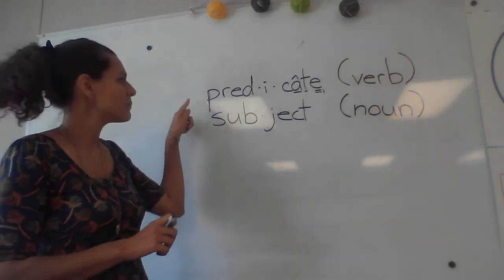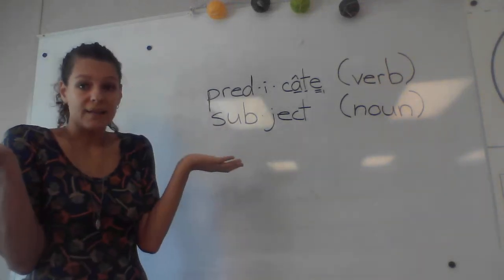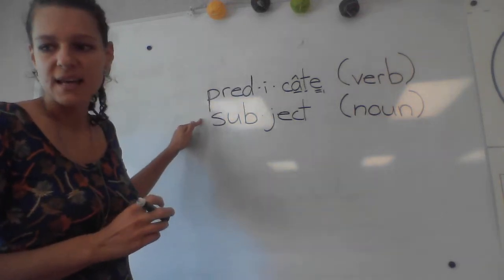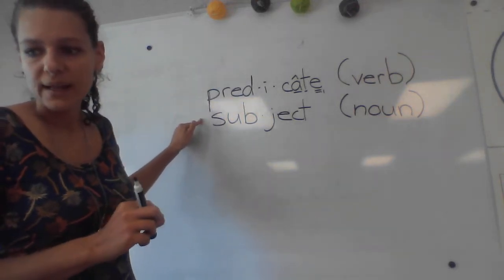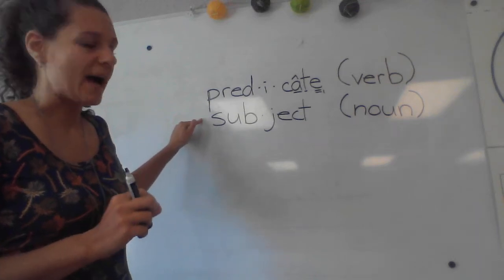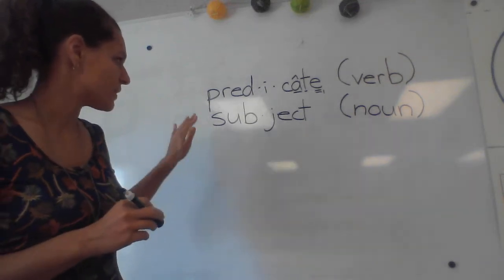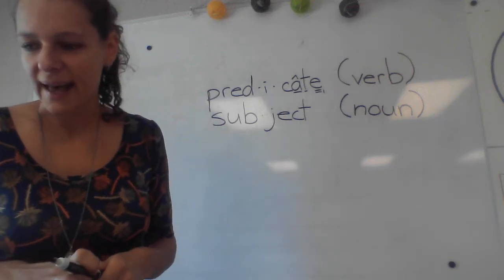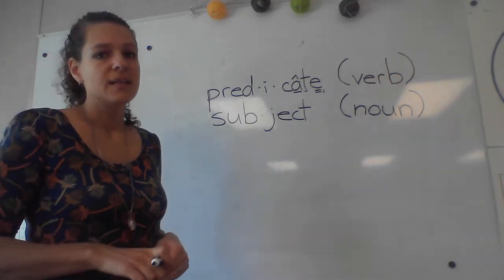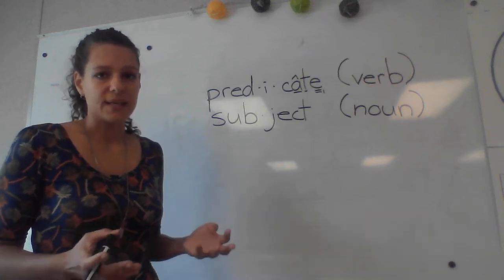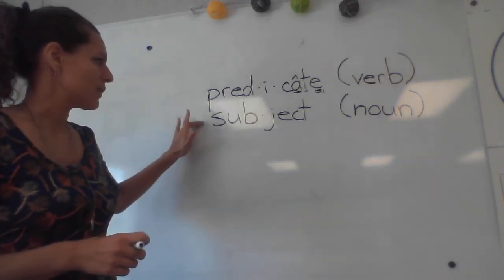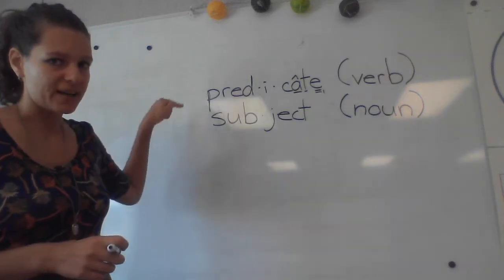So we would find the predicate by asking what's happening in the sentence, and then we would know purrs, and we find the subject by asking who or what is doing the action. Again, the subject for that sentence was cat. All right. Now there's three other things that we need to have for a complete sentence. So we need a subject and a predicate.